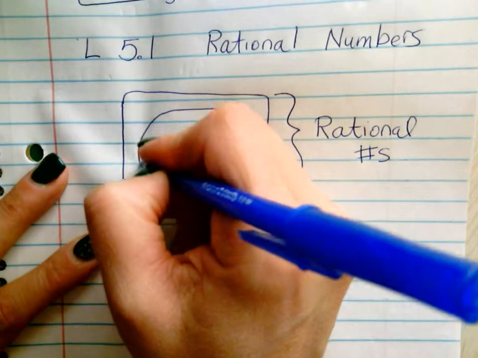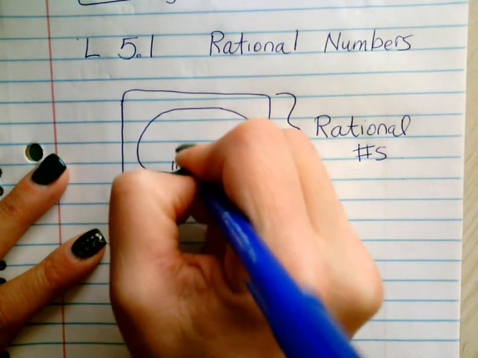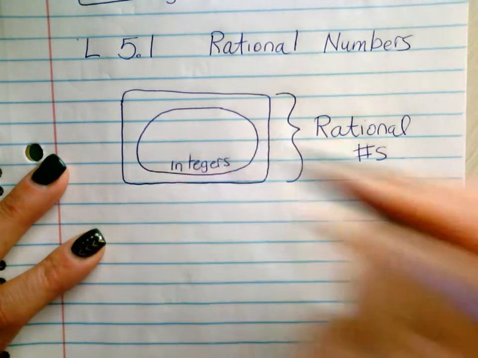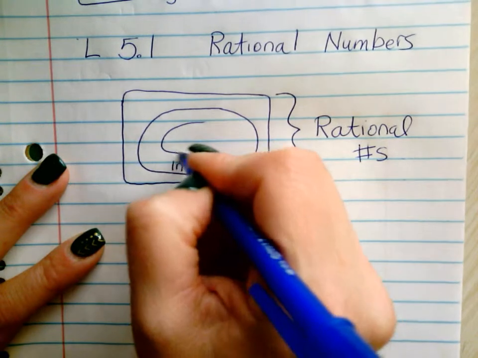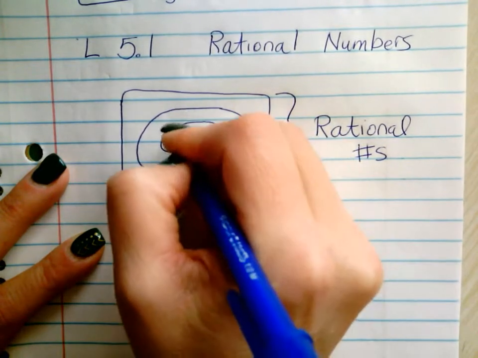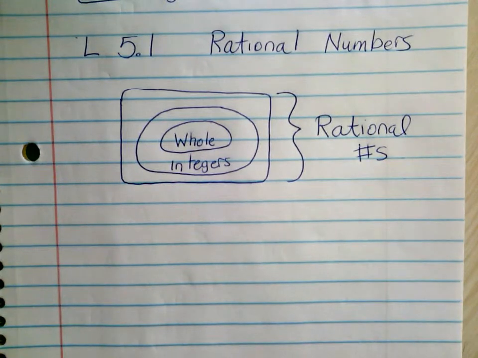Some rational numbers are integers. Okay? Some integers are whole numbers. We went from the broad to the specific.